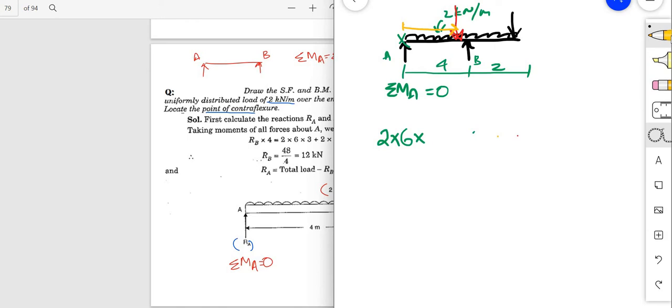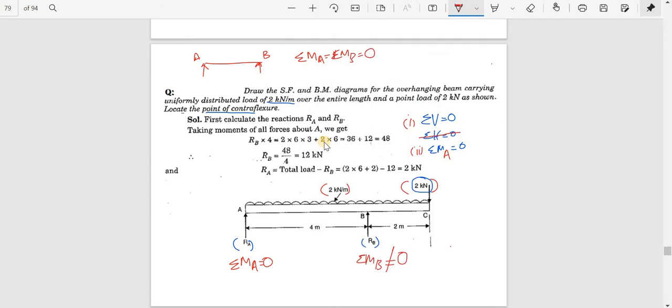That is, it will be rotating like this, in the clockwise direction, so I am taking it as positive. For 2 into 6, that is the load, into the distance here, which is 3. Then plus another 2 kilonewton acting here, so its moment lever arm is 2 into 4 plus 2, that is 6, minus RB, which rotates in the opposite direction. So minus RB into 4 equals 0. That is the equation written here. Solving this, we get RB as 12 kilonewton.